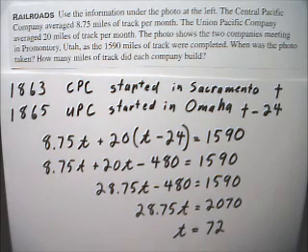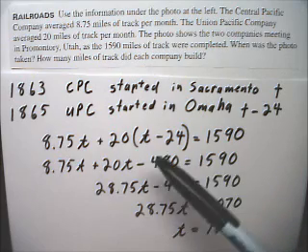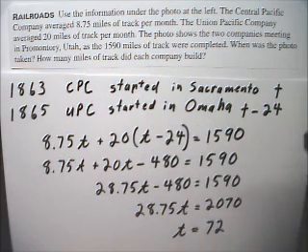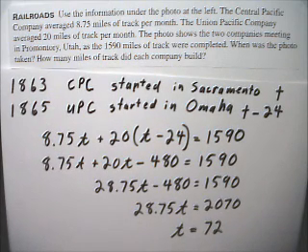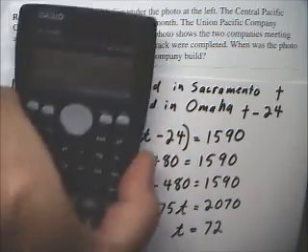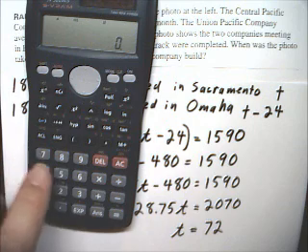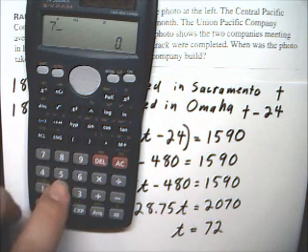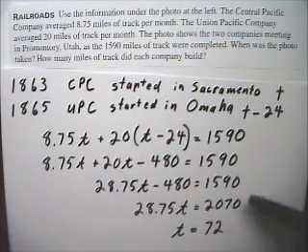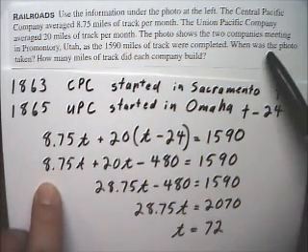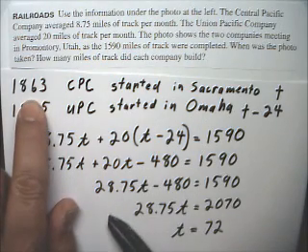So it took 72 months to build this railroad, and 72 divided by 12 will tell me the number of years, and I believe that's 6. 72 divided by 12 is 6, so it took 6 years. So when was the photo taken? It was taken in 1869.